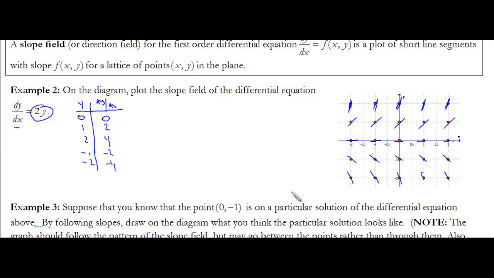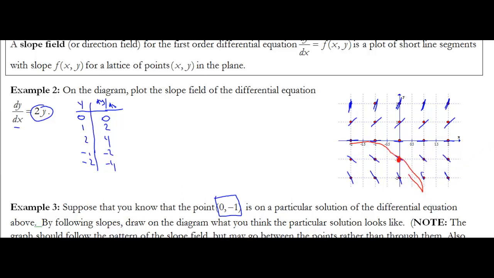Now if they give you a point to graph, which we do here in example 3, (0, -1), what we want to do is draw a function that gets close to these slope lines, and it's basically going to go through there like that.